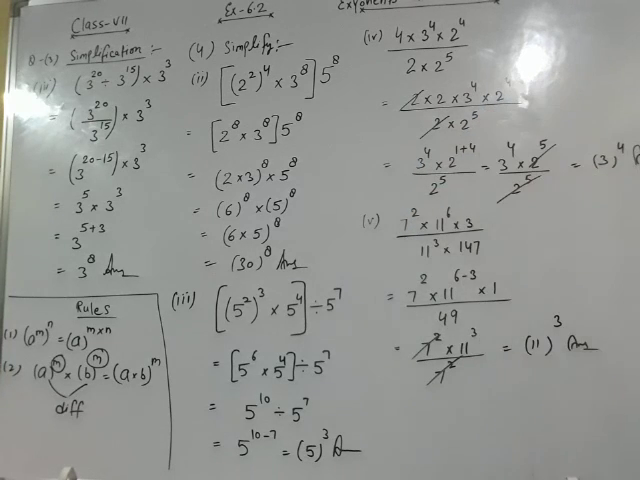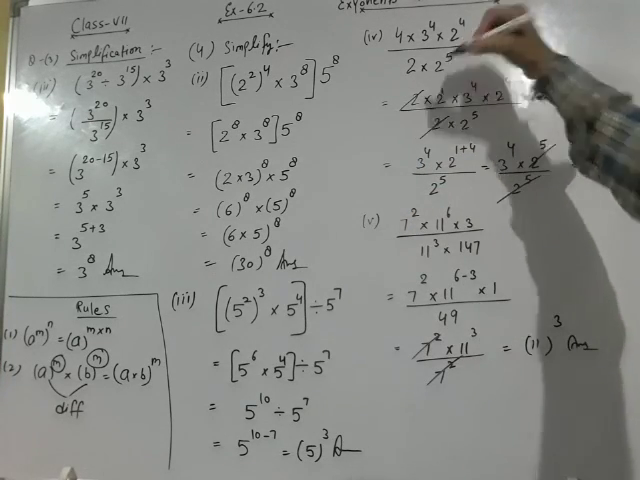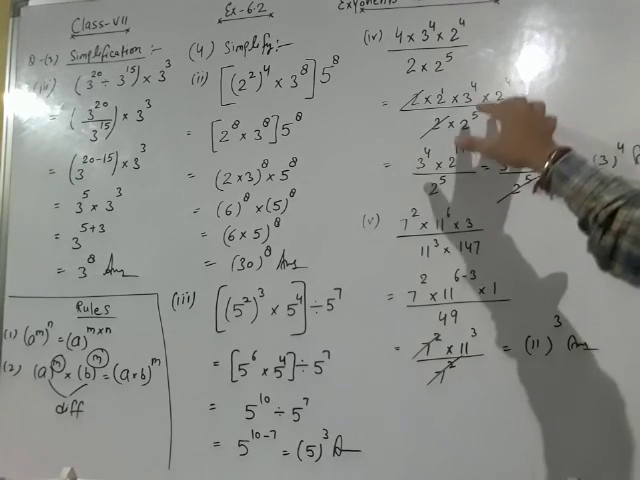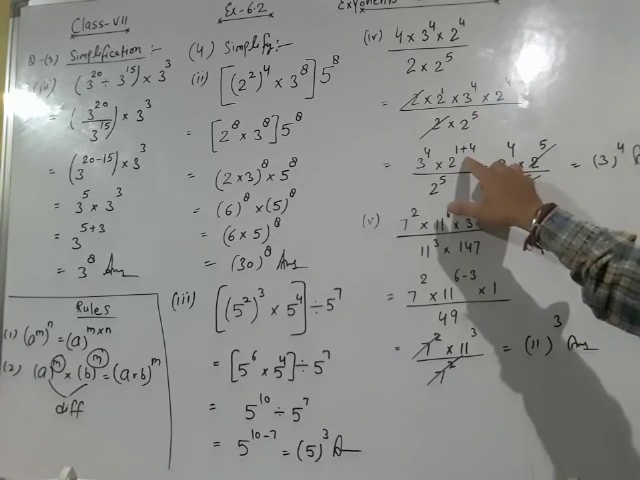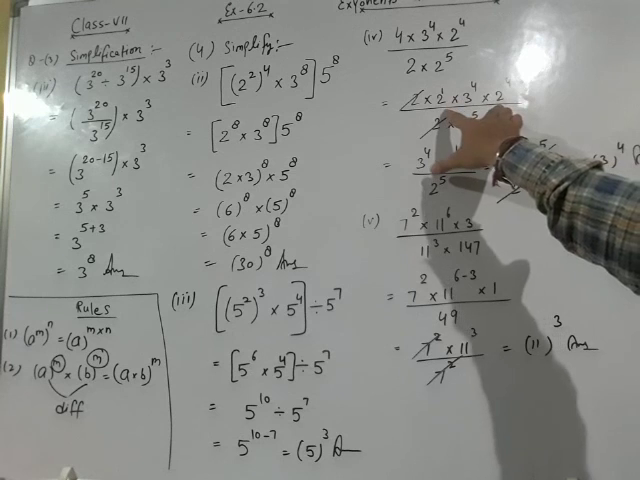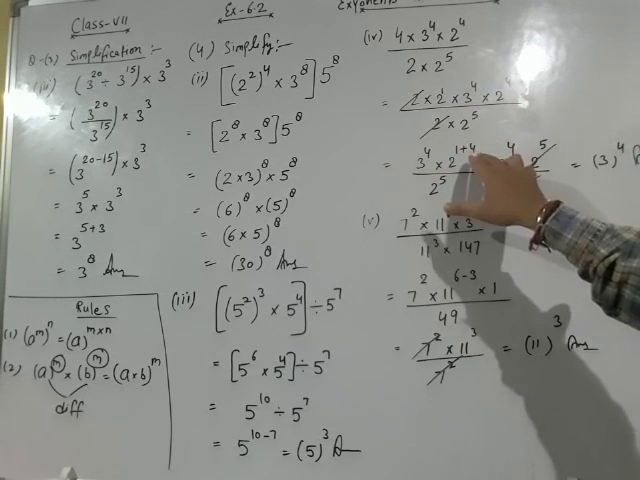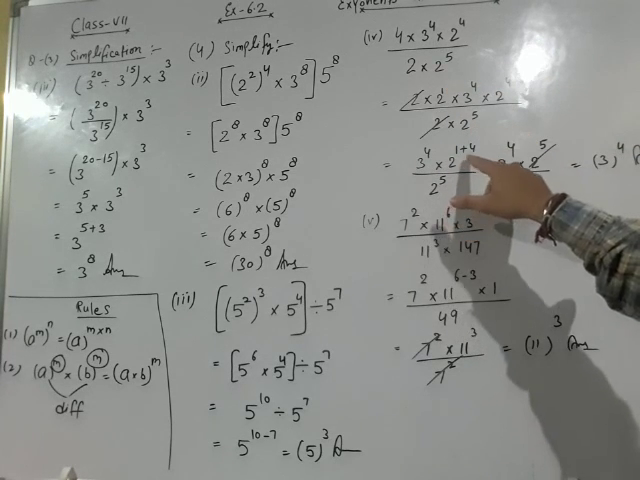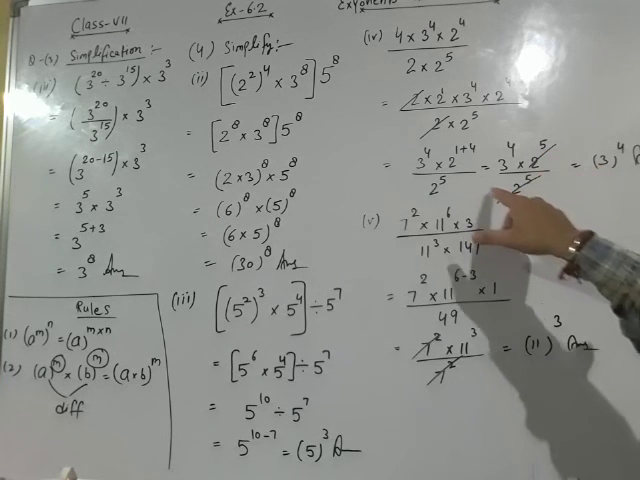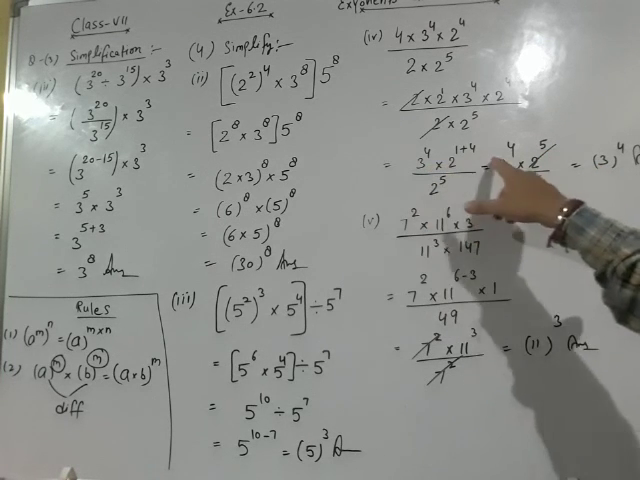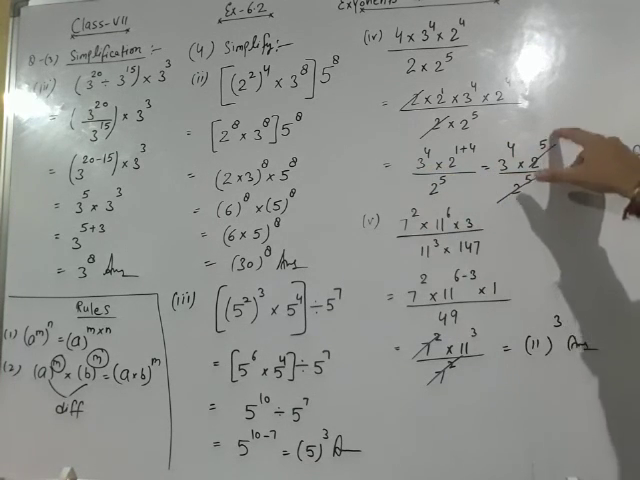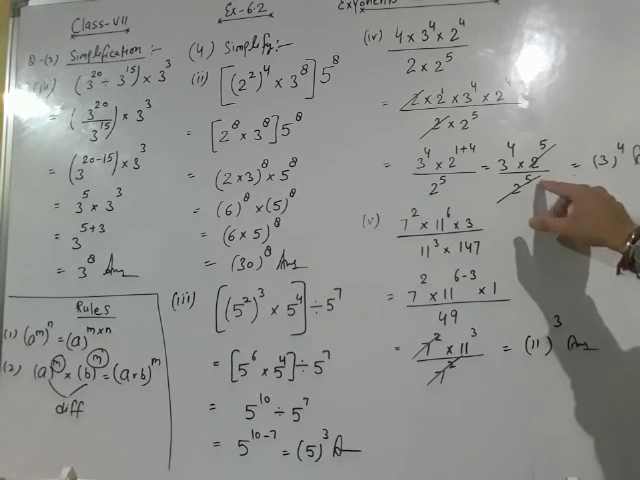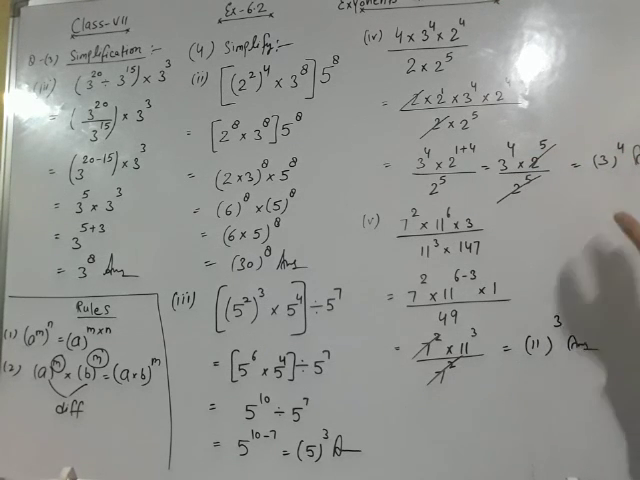2 raised to the power 4 and 2 raised to the power 1 are combined, and 4 plus 1, because in multiplication when we have same bases, powers will be added. 4 plus 1 upon 2 raised to the power 5. 4 plus 1 is 5, and upon 2 raised to the power 5, 3 raised to the power 4 will remain same. 2 raised to the power 5 is cancelled by 2 raised to the power 5. 3 raised to the power 4 is your answer.